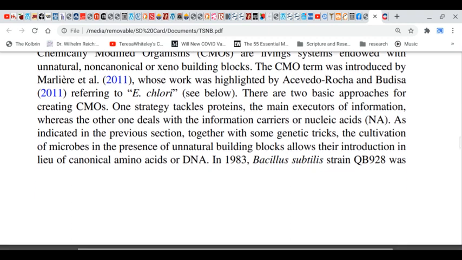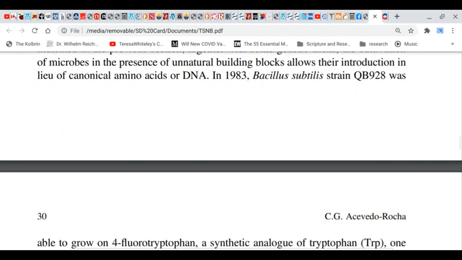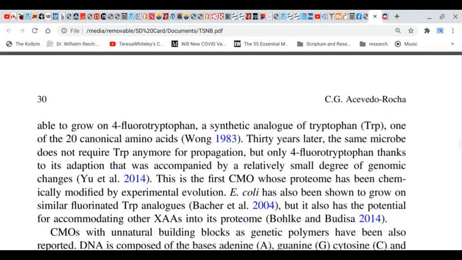As indicated in the previous section, together with some genetic tricks, the cultivation of microbes in the presence of unnatural building blocks allows their introduction in lieu of canonical amino acids or DNA. In 1983, Bacillus subtilis strain QB928 was able to grow on 4-fluorotryptophan, a synthetic analog of tryptophan, one of the 20 canonical amino acids. 30 years later, the same microbe does not require TRP anymore for propagation, but only 4-fluorotryptophan, thanks to its adaptation that was accompanied by a relatively small degree of genomic changes.